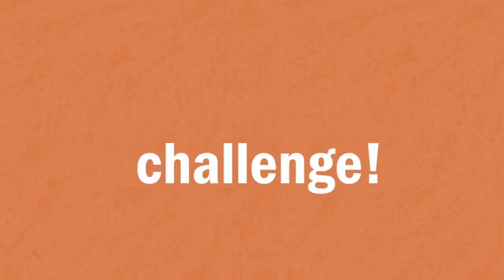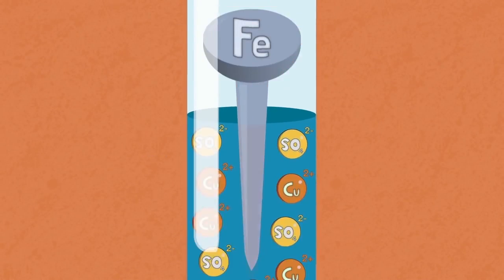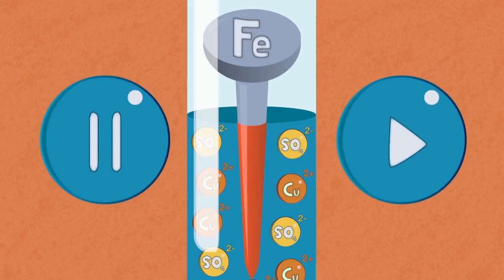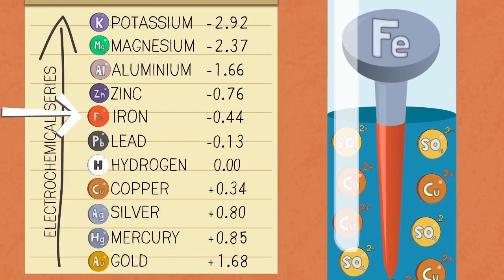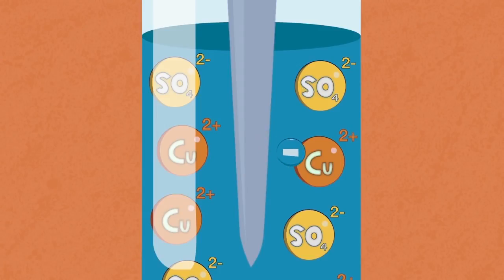Here's a challenge. Can you explain why the iron nail formed a copper coating when it was placed in a solution of copper sulfate? Pause, think and continue when ready. The correct answer is that the iron is higher in the electrochemical series, so it gave away its electrons to the less reactive copper-2 ions in solution.